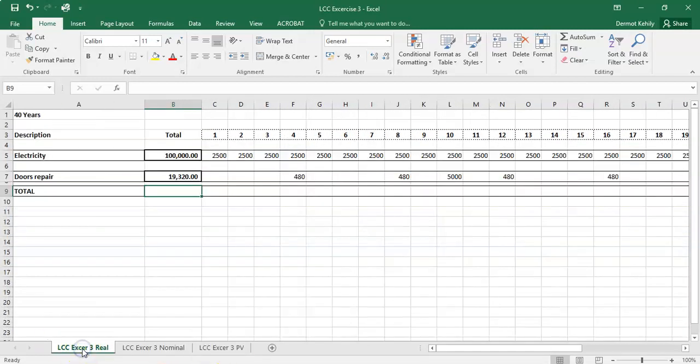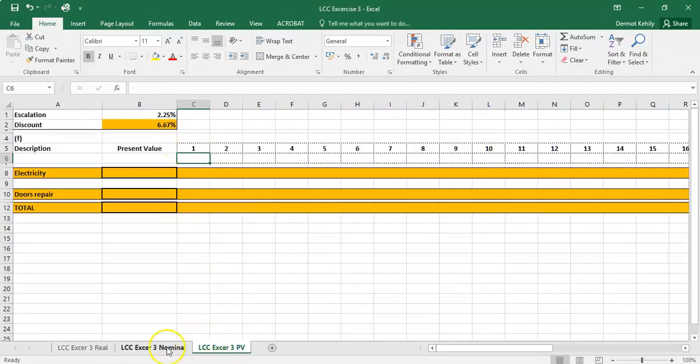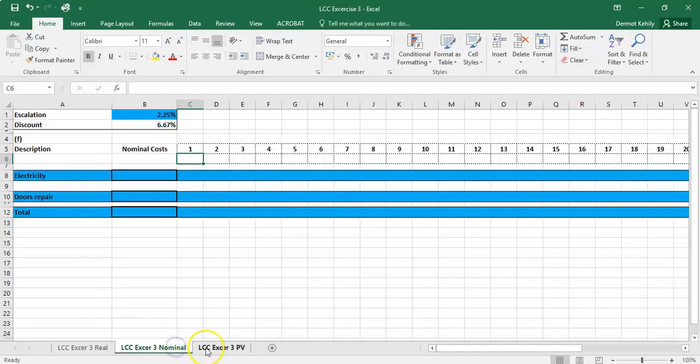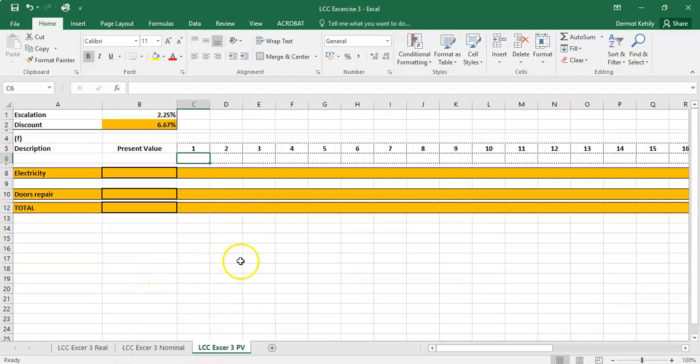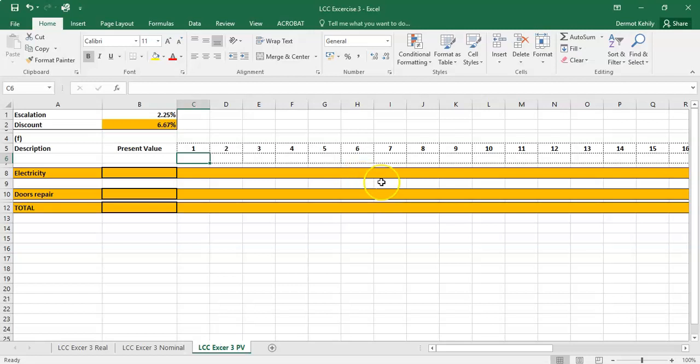So the way it's working is essentially we're increasing our costs through an escalation rate of 2.25% from year to year. And then we're discounting those nominal costs back with a discount rate that we'll calculate below the line here and apply again to our electricity costs and our door repairs of our nominal costs. So we'll have 3 costs representing life cycle costs. We'll have the real costs in today's money. We'll have the nominal costs, future costs, escalated costs, and we'll have the present value discounted costs, all depending on what's going on here in escalation rate and discount rates.